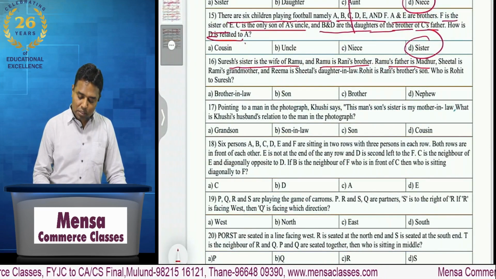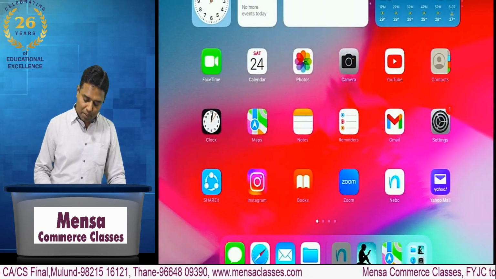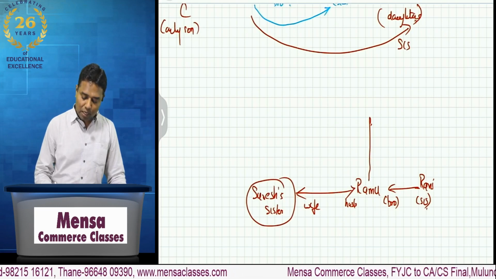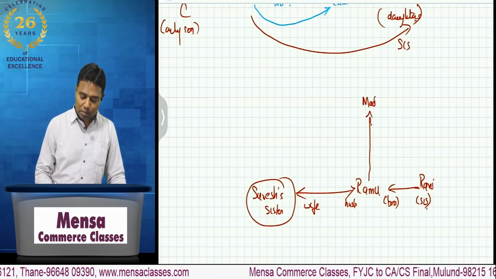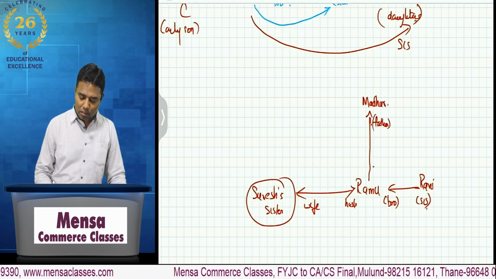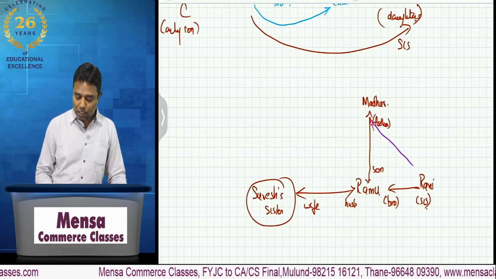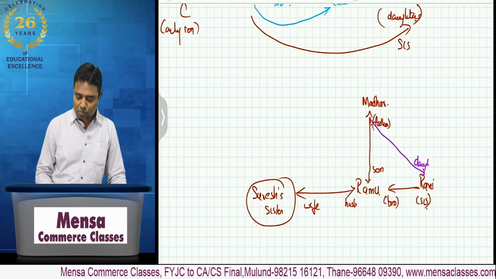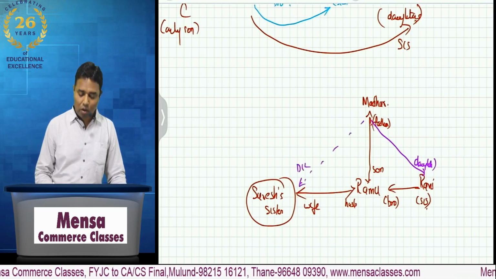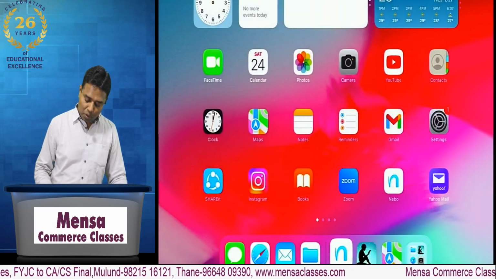Ramu's father is Madhur. Let's do it one by one. Ramu's father is Madhur. So there is a person, Madhur. He'll say, this is my son. And Madhur will say, this is my daughter. And Madhur will say, this is my daughter-in-law. Correct? That whole relation builds up very clearly. What else?